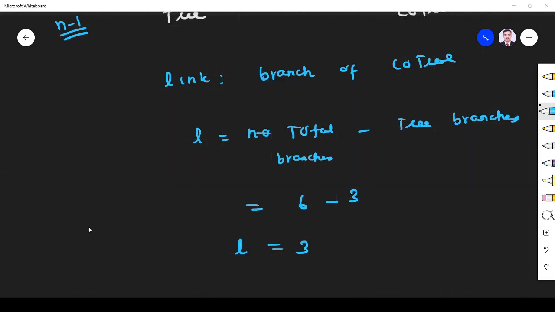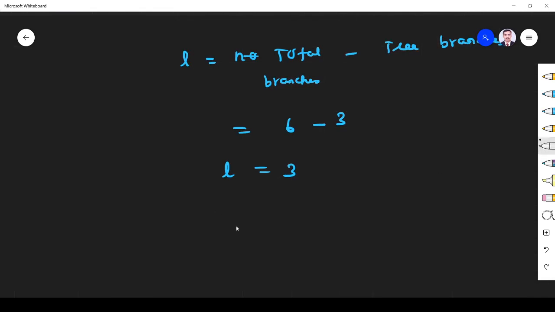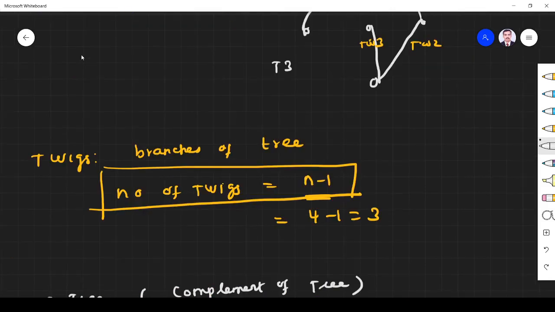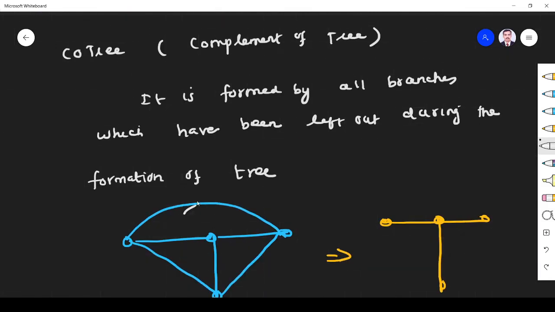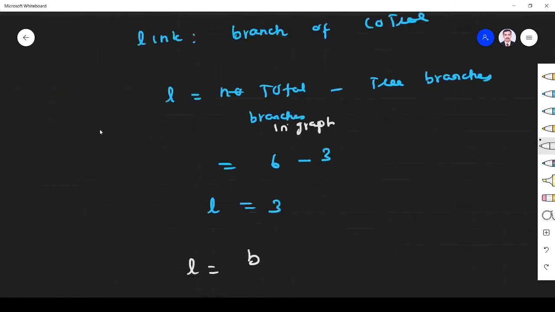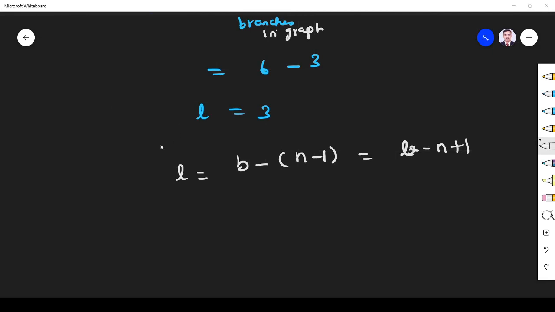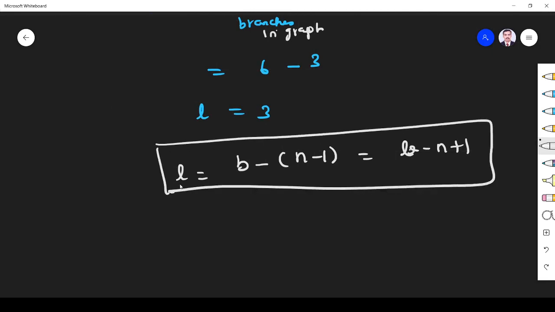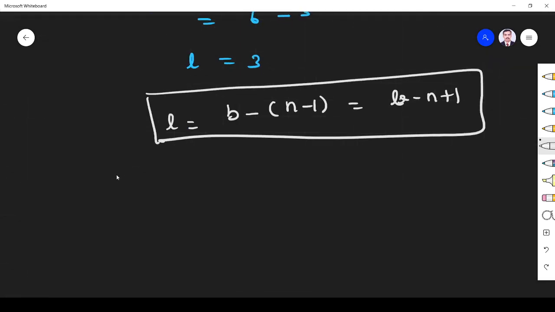Yes or no? So simply, how can I write? L is equal to the number of links. Total number of branches in the graph is 6 for this problem. Why? You see, here we have 6 branches: branch 1, 2, 3, 4, 5, 6. So total number of branches minus the number of tree branches. Number of tree branches is nothing but the number of twigs. Number of twigs is nothing but n minus 1. So L is equal to b minus n plus 1. Simple. Right? So that is the number of links.